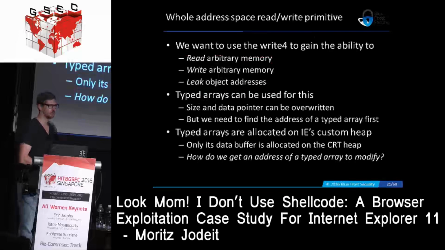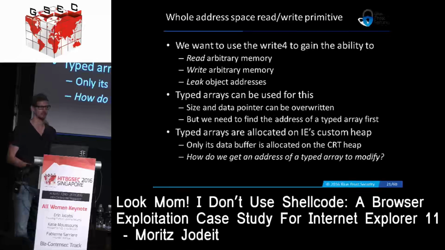That's nice. However, we want something more. We want the ability to read arbitrary addresses, we want to write arbitrary addresses, and we also want to leak arbitrary JavaScript objects. As I said before, typed arrays are a nice way of getting this powerful primitive. However, typed arrays are allocated on IE's custom heap, and with the bug we have, we can only access objects on the normal CRT heap. So how do we find the address of a typed array?